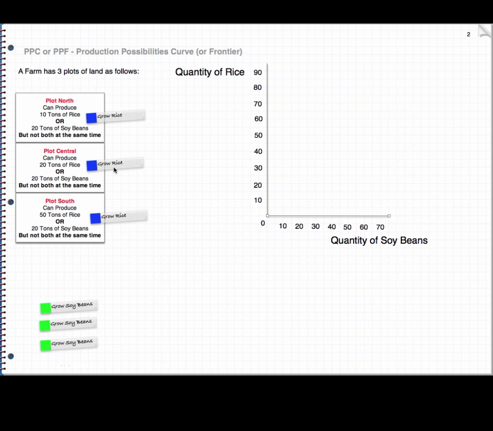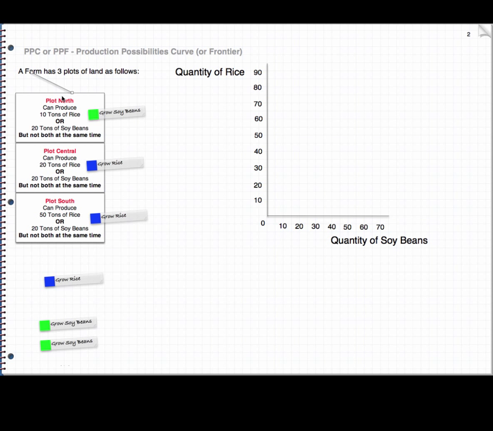So the opportunity cost is least for the plot north. So here, the farmer would decide to grow soybeans there because he loses the fewest or least amount of rice. So what we have here is, the maximum was 80, but now we're going to get 20 tons of soybeans, so now we're going to give up 10 tons of rice to get 20 tons of soybeans. So how do we show this on this graph?